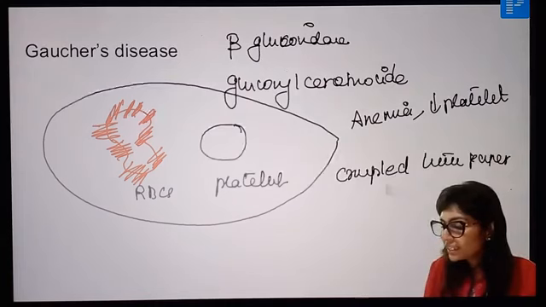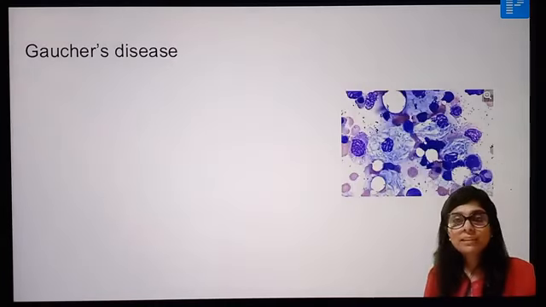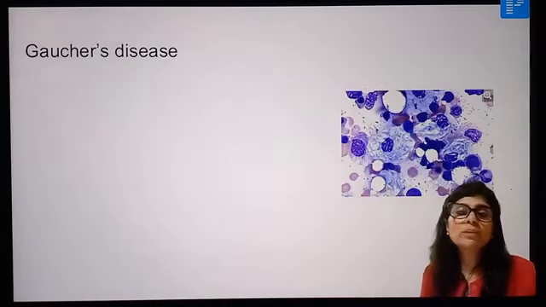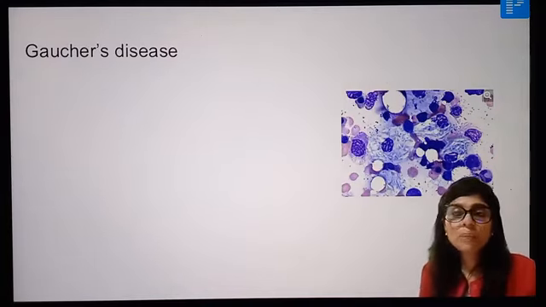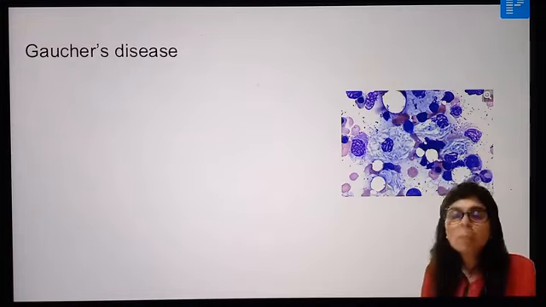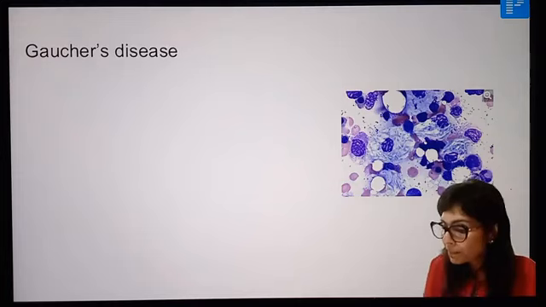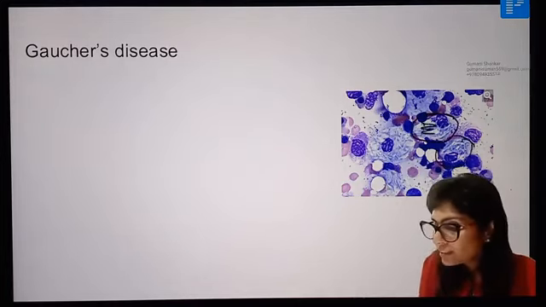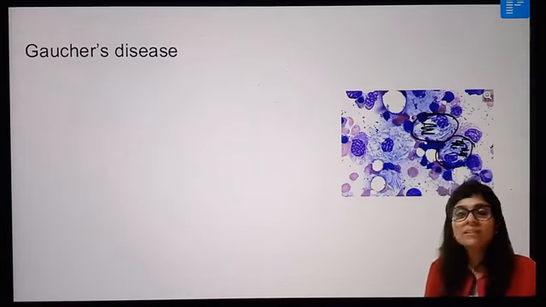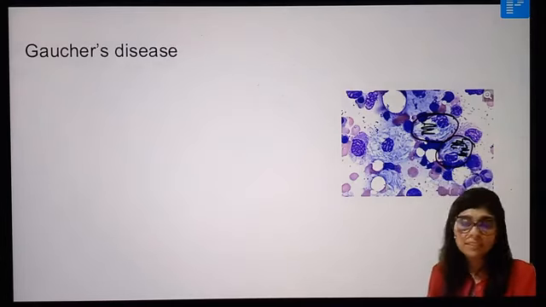So can you see that image? Yeah. So this is how an image will be shown, and the history will say there is a child presenting with refractory anemia and thrombocytopenia. Bone marrow biopsy revealed crumpled tissue paper. Do you see blue color cells, all of you? Blue color cells with crumpled tissue paper. This is the crumpled tissue paper appearance.